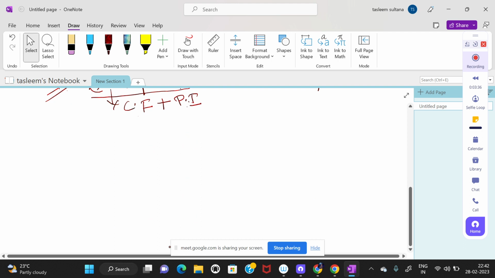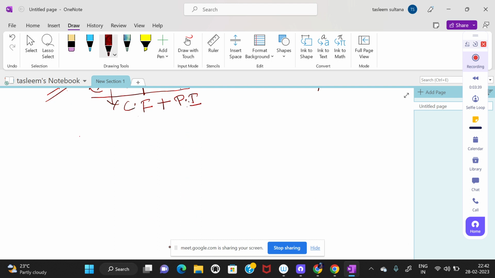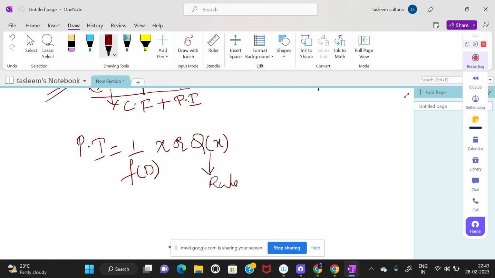The way of writing your PI formula: PI is equals to 1 by f of D into x, or you can take it as Q of x also. Where this Q of x is having rule 1, then rule 2. Rule 1: when it is in the form of e to the power of ax. Second rule, it's going to be in the form of sine ax or cos ax.